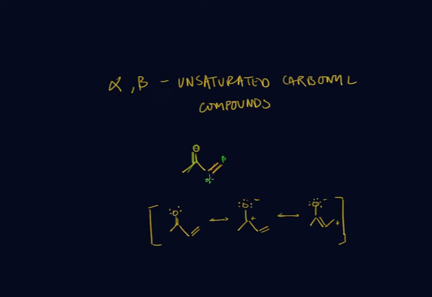And then the alpha beta refers to the different carbons of the carbon-carbon double bond. The alpha carbon is the one closest to the carbonyl carbon, and the beta one is the other carbon, the carbon farther away. The neat thing about these compounds is that because of these resonance structures that I drew right here, you actually end up getting two partially positive carbons, the way that the electron density is spread out. The carbonyl carbon is partially positive, but the beta carbon right here is also partially positive.